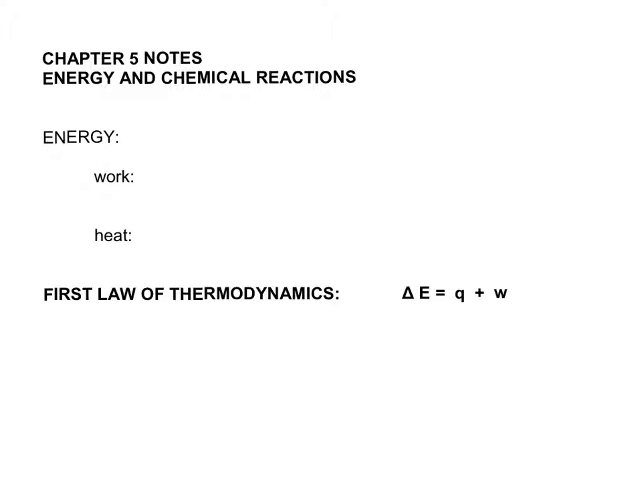So we'll start the chapter with the definition of energy, since this chapter talks about energy, specifically heat energy and chemical reactions. So energy is the capacity to do work or produce heat. That's something that we've probably learned about since middle school. Capacity to do work or produce heat.